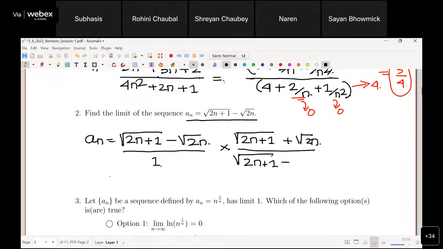So basically, overall, I'm multiplying by 1, so it's not going to affect anything, because this whole thing is basically 1. Now if I rewrite this, what I will get is 2n. Basically, I'm multiplying this one with this one: A minus B, A plus B.